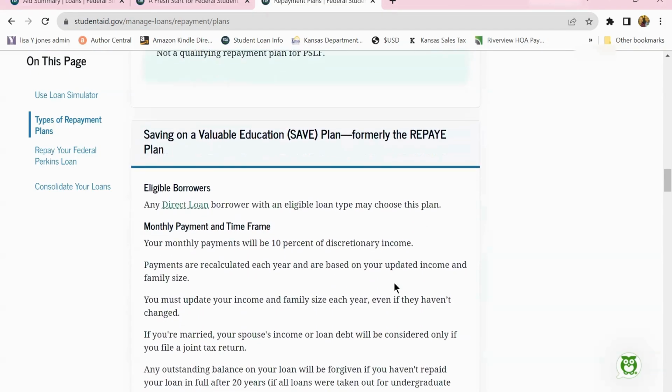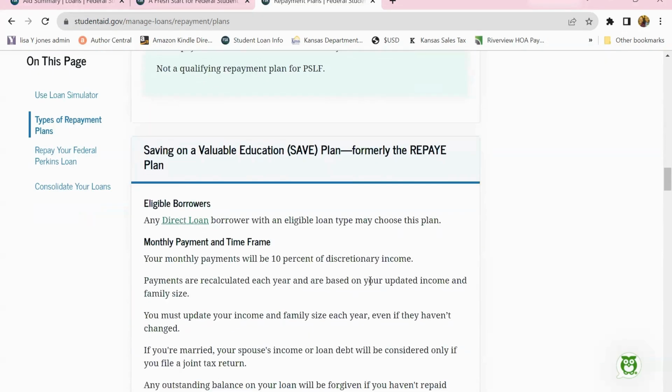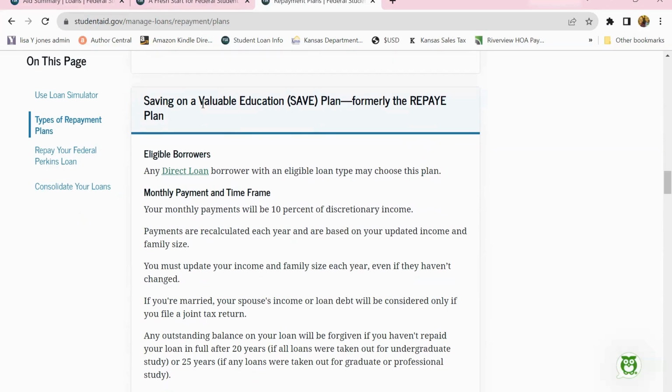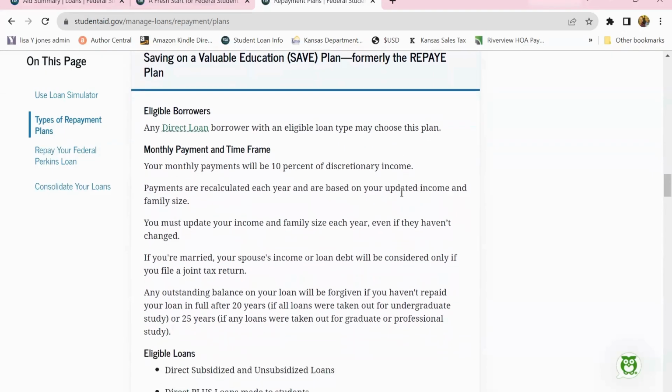Okay, let's talk about SAVE. Now, we said earlier that REPAYE is going away. So I'm not going to talk about REPAYE, because if anybody is currently in REPAYE, they're not anymore, they're in SAVE. Okay, so SAVE is the new plan coming out of COVID. Okay, any direct loan which you have is eligible for this plan. Okay, your monthly payment is based on 10% of your discretionary income. Discretionary income, not your full income.